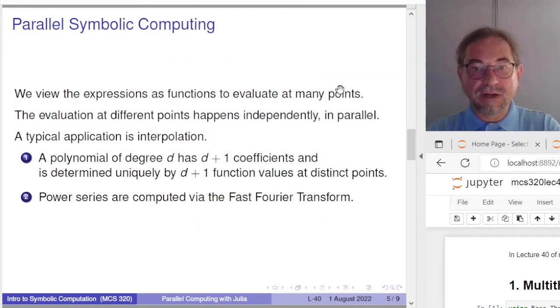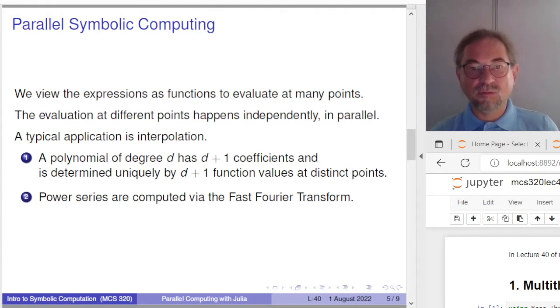Okay, so parallel symbolic computation is at first not obvious, given that we are manipulating expressions, which is very similar to how we would compute by hand, and we only have two hands. How can we speed that up? Now, expressions that we compute are of two main types. There are polynomials or there are power series.